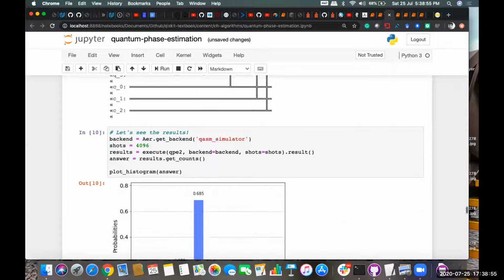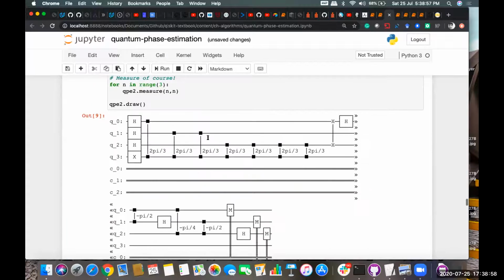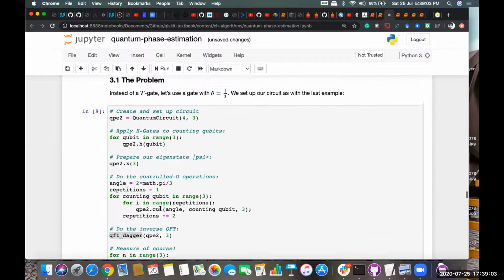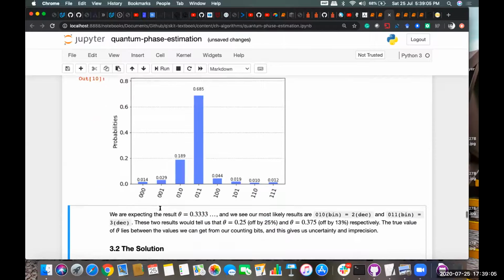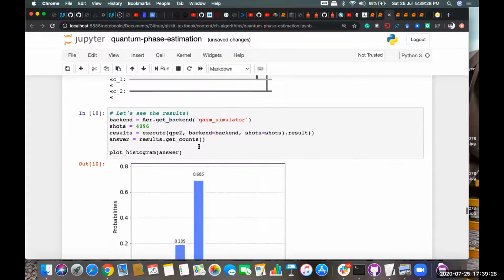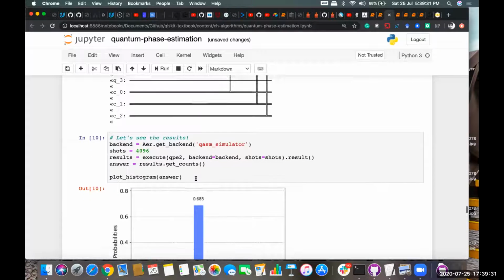Okay, let's calculate the values, and when this has been done, you can see here, yeah, these are the probabilities. So you can expect the result theta is equal to 0.33, which is this one, the higher. The other values which we are seeing here, like 0.225, are off by 25%. So there are different approximations for different phases when we tried calculating the values on the simulator here.